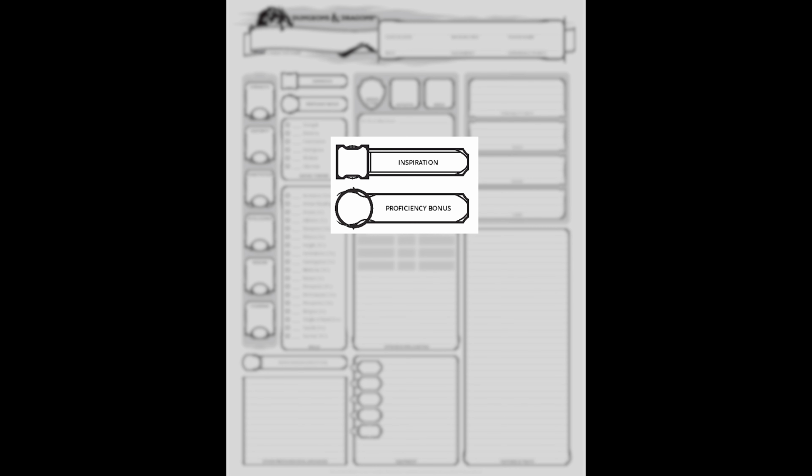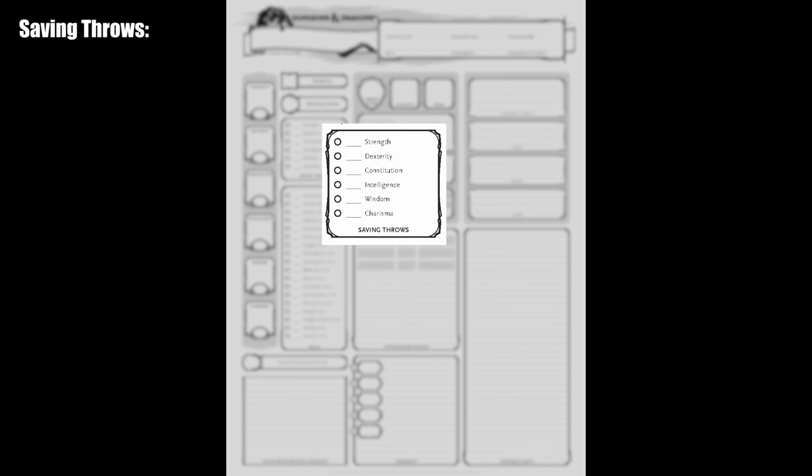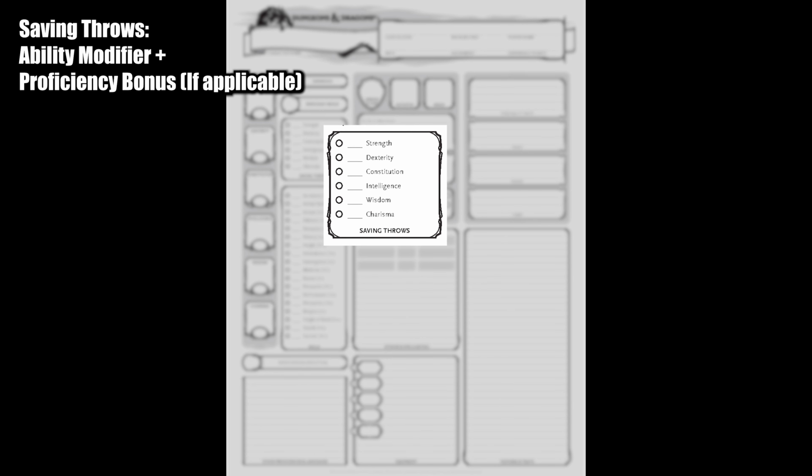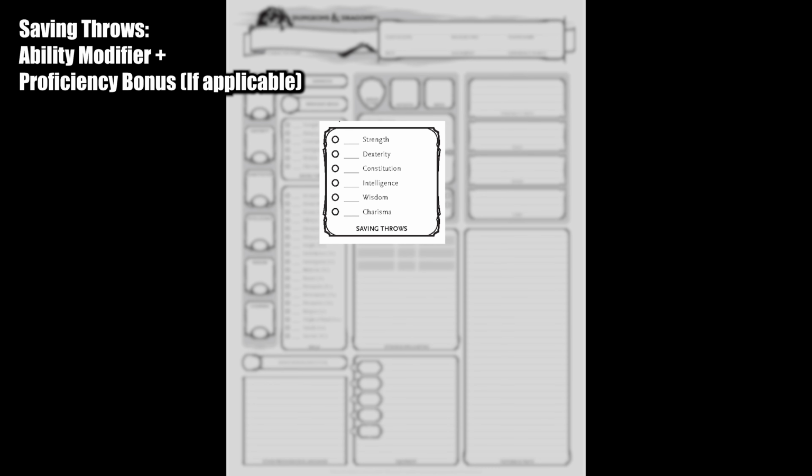Below that, we have our proficiency bonus. You don't need to put tape over this section just because the proficiency bonus doesn't change too often. Below that, we have our saving throws. Your saving throws are calculated using your ability score modifiers, plus your proficiency bonus if your class is proficient in that skill. So for a rogue, you would have proficiency in dexterity and intelligence, so you'd fill in that little circle.